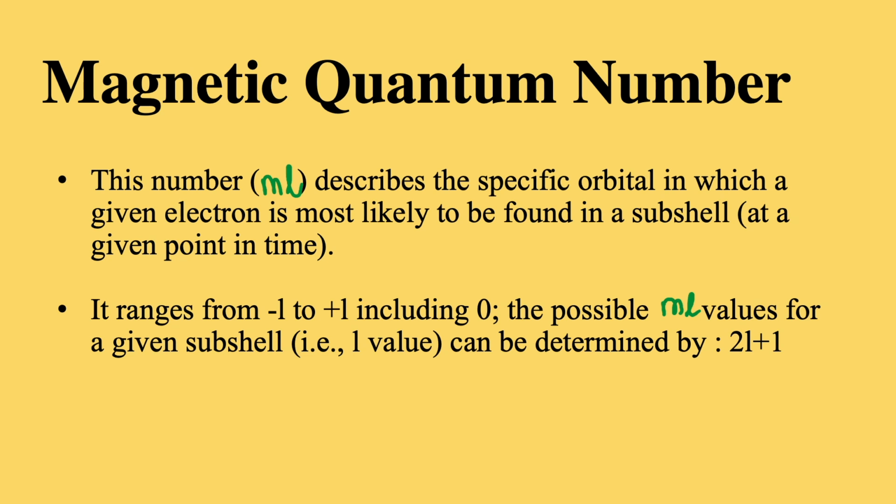The third is the magnetic quantum number, aka ML. This number describes a specific orbital in which a given electron is most likely to be found in a subshell. This value ranges from negative L to positive L, including 0. The possible values for ML for a given subshell can be determined by the formula 2L plus 1.